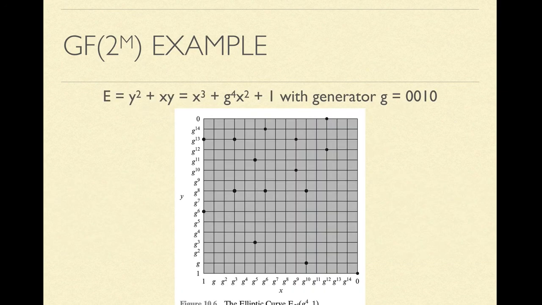In our example, the elliptic curve is y squared plus xy equals x cubed plus g^4 x squared plus 1. So in this case, a is g^4 and b is 1, and we're in GF(2^4).